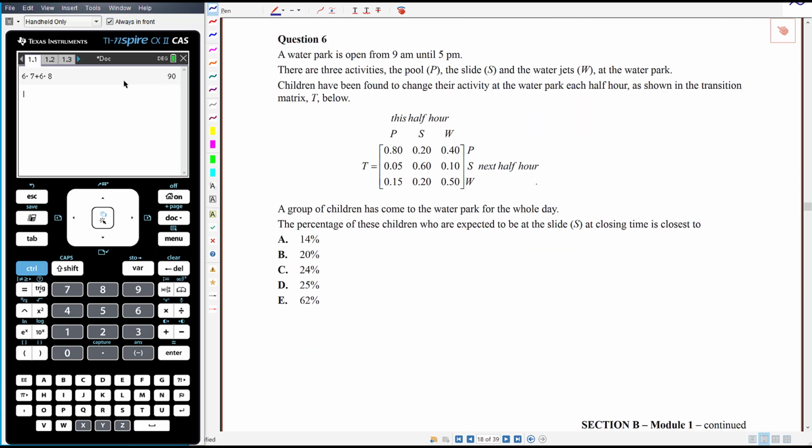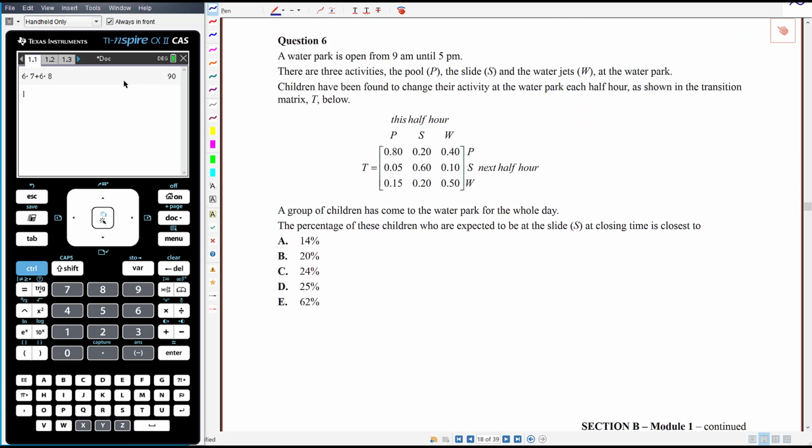Okay, and then question 6. A water park is open from 9 AM until 5 PM. There are 3 activities, the pool, the slide and the water jets at the water park. Children have been found to change their activity at the water park each half hour as shown in the transition matrix below. So for example, 20% of the children will go from the slide to the pool each half hour. A group of children has come to the water park for the whole day. The percentage of these children who are expected to be at the slide at closing time is closest to.